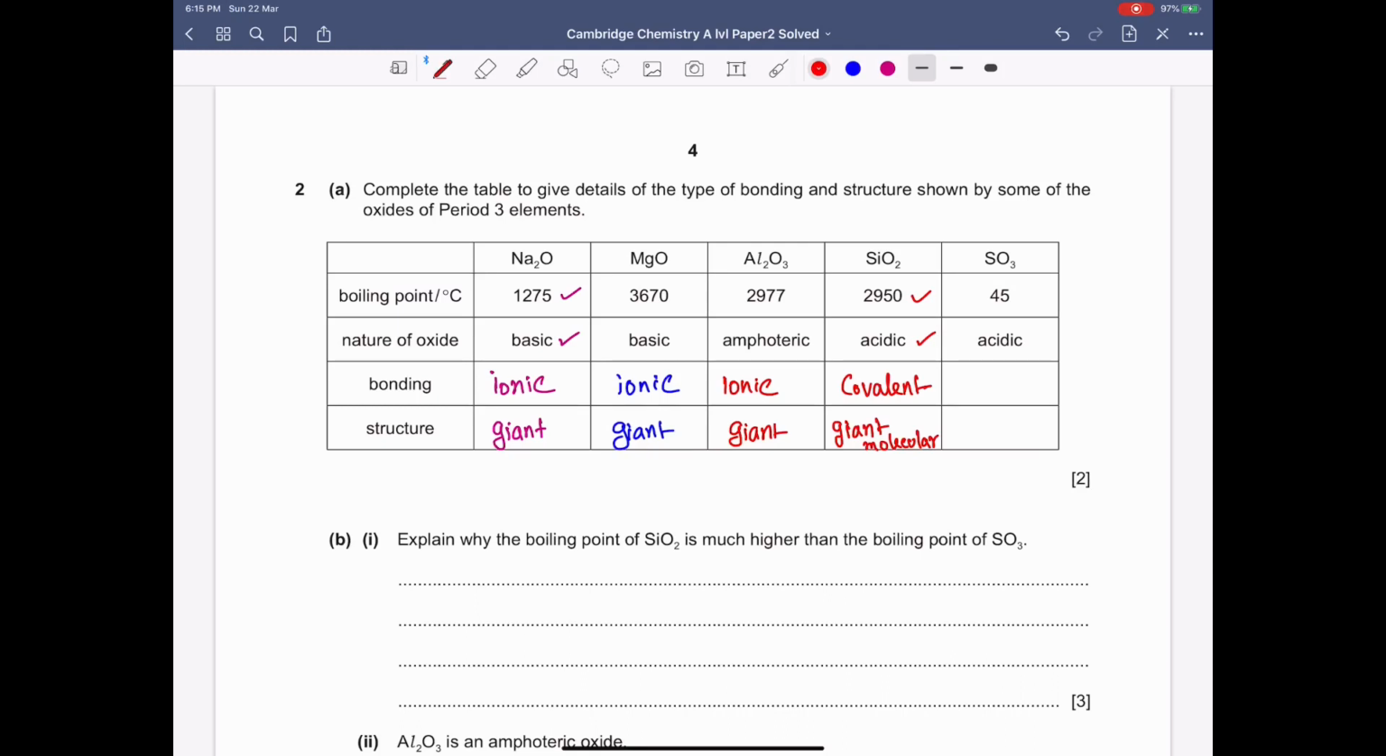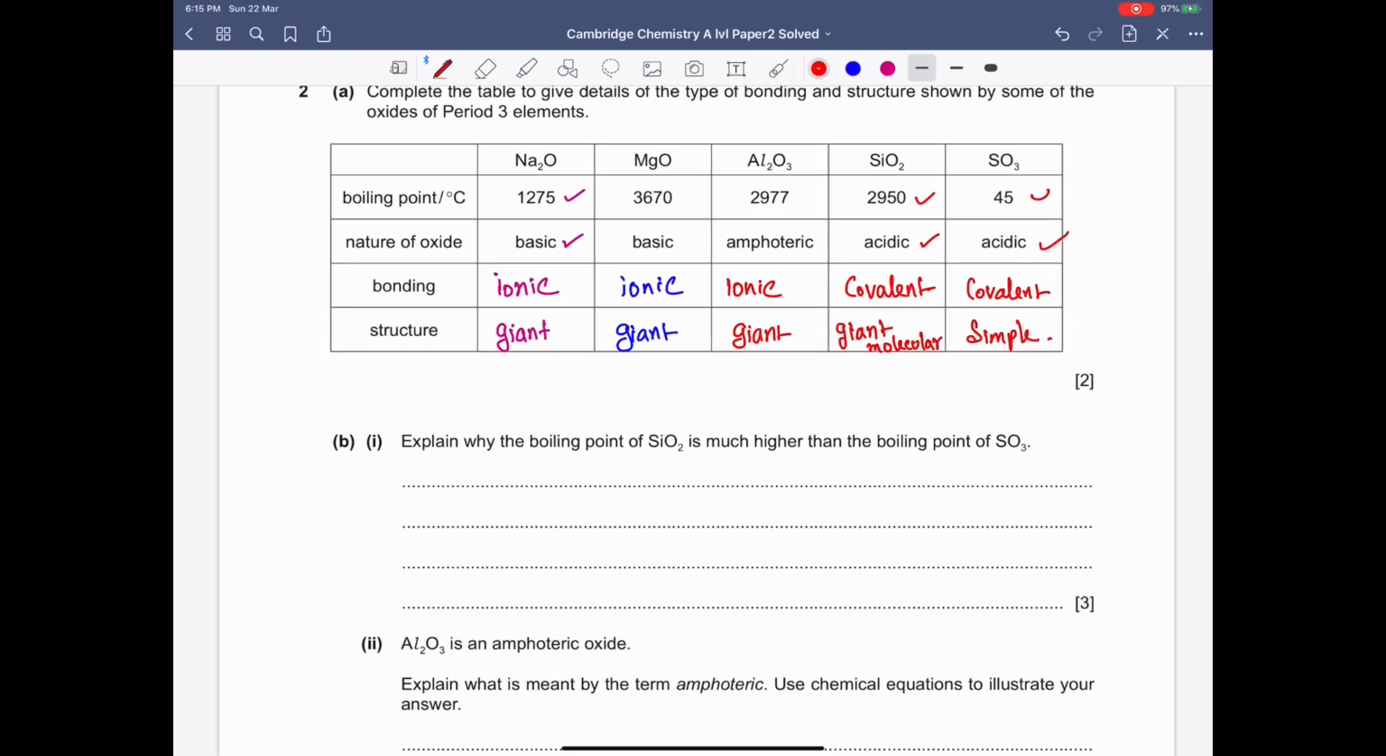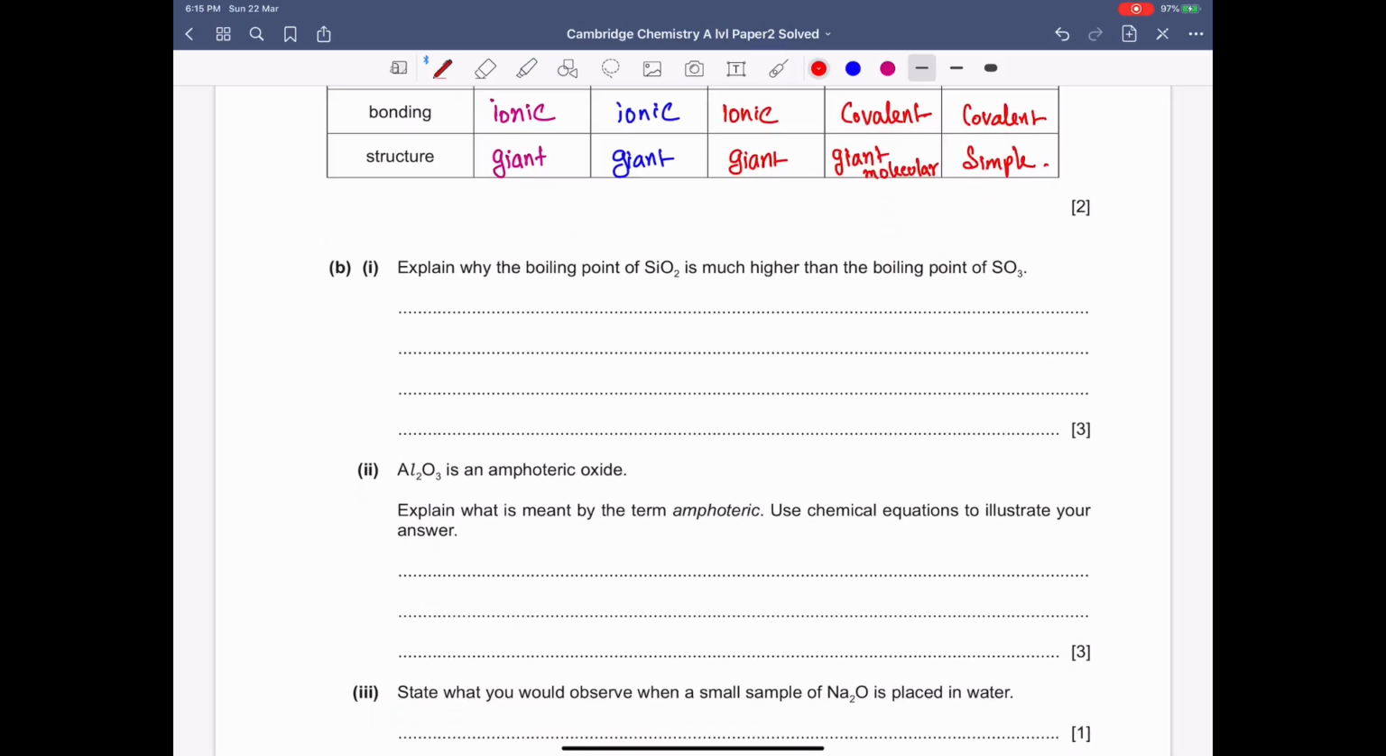SO3, boiling point pretty low, acidic, obviously covalent, and obviously it will be simple because boiling point is really low. Explain why the boiling point of SiO2 is much higher than that of the boiling point of SO3. The reason is very simple.